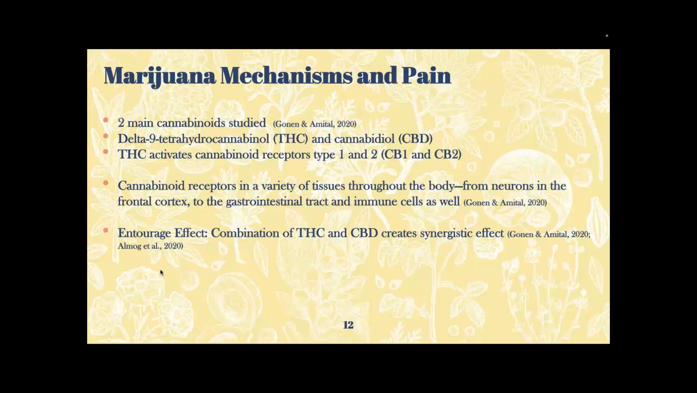Because we have, like I said, cannabinoid receptors in a variety of tissues throughout the body, from neurons in the frontal cortex to the gastrointestinal tract and immune cells. We have also seen something called the entourage effect, where for a number of people, the combination of THC and CBD creates a synergistic effect. For some people, they feel the response or the impact a little bit stronger, and that's the best balance. But again, it's trial and error.